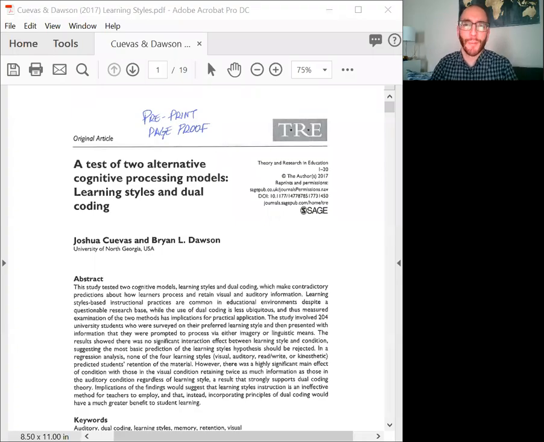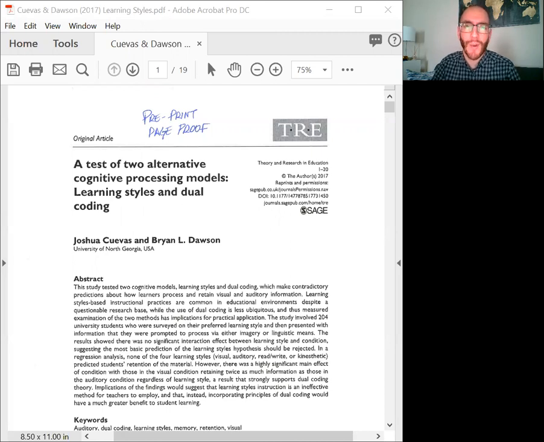Hi, I want to talk a little bit about this article that you're reading as part of part 2 of the Learning Styles case study assignment. I want to talk through both the design of the study presented in this article and some specific sections of this article, hopefully in a way to break this article down and make it a little easier to unpack.